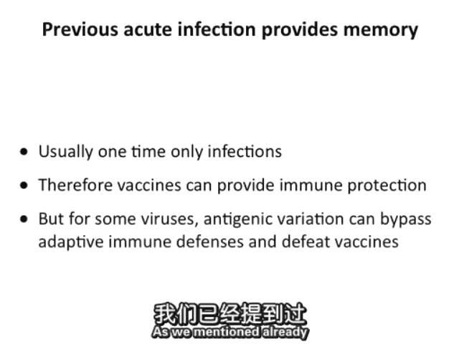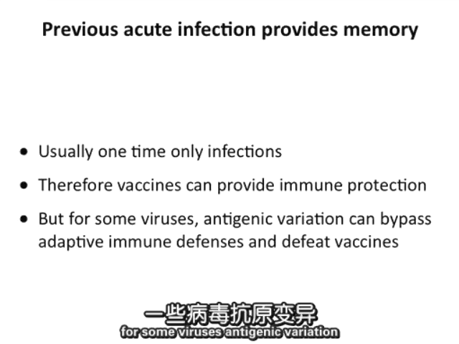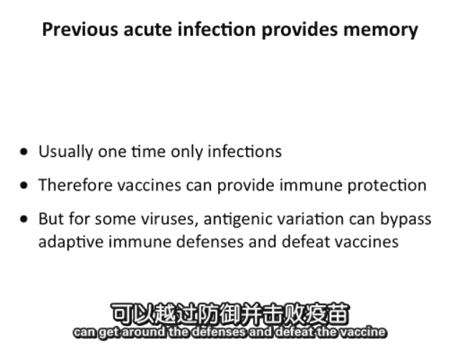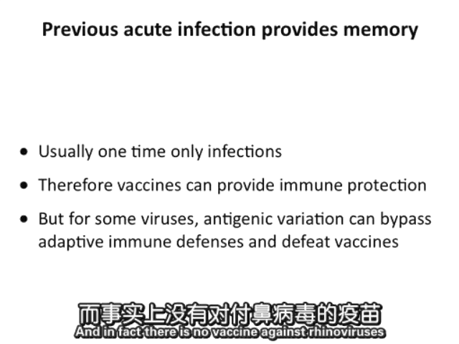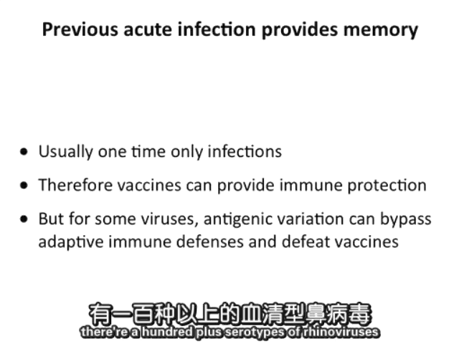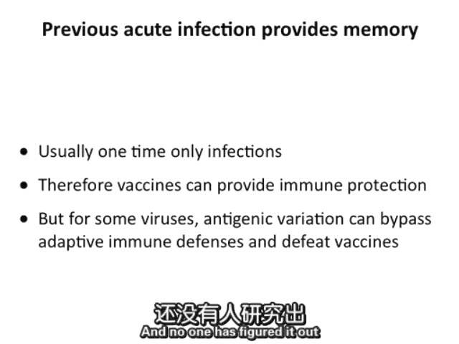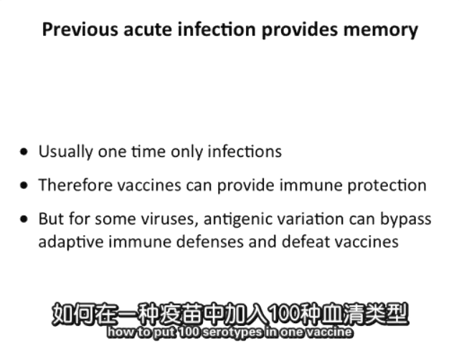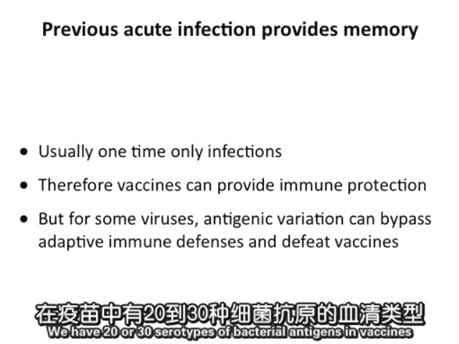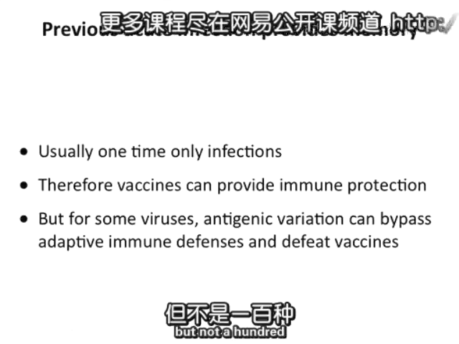As we mentioned already, for some viruses, antigenic variation can get around the defenses and defeat the vaccine. So we need a new flu vaccine every year. And in fact, there is no vaccine against rhinoviruses. There are 100+ serotypes of rhinovirus, and no one's figured out how to put 100 serotypes in one vaccine. We have 20 or 30 serotypes of bacterial antigens in vaccines, but not 100.